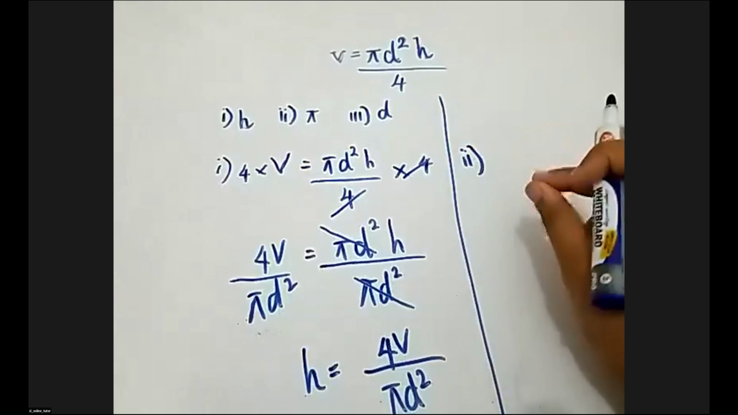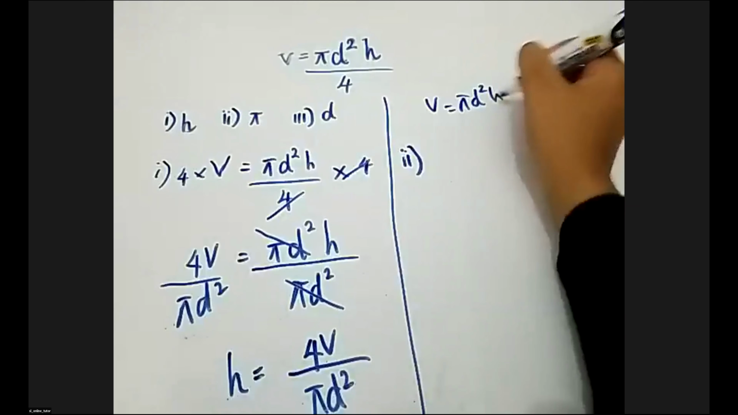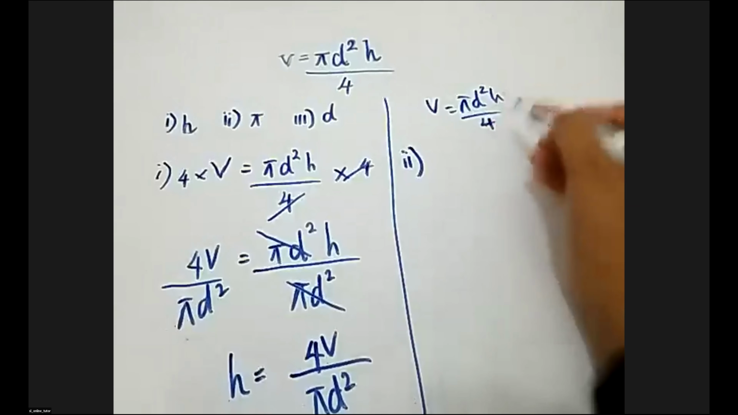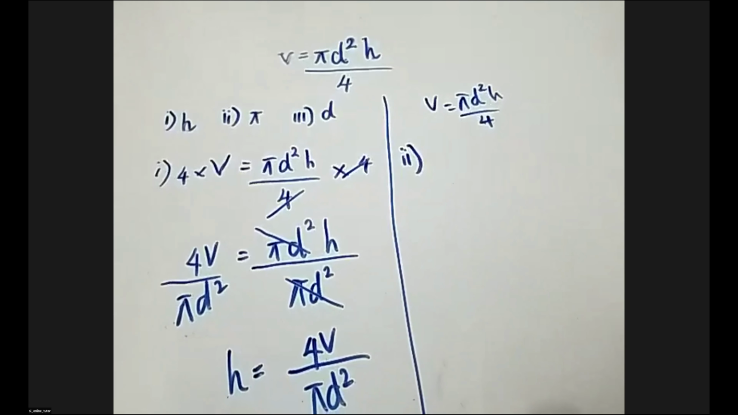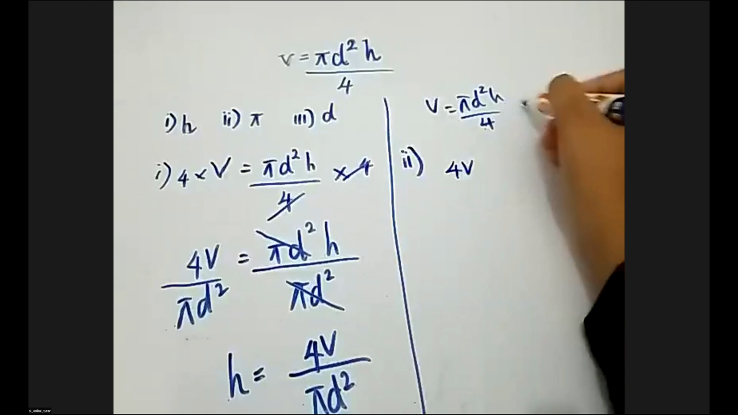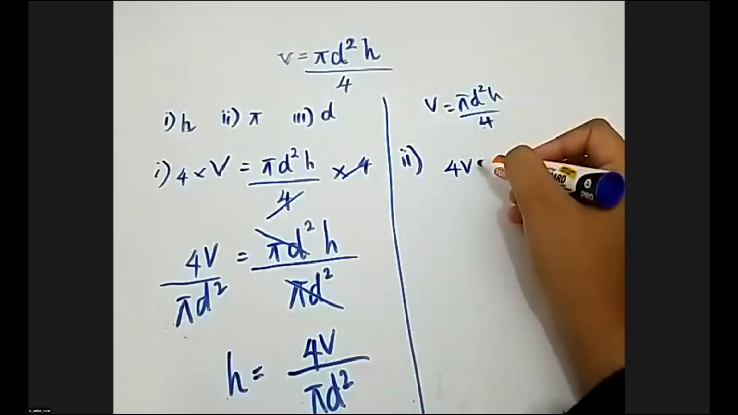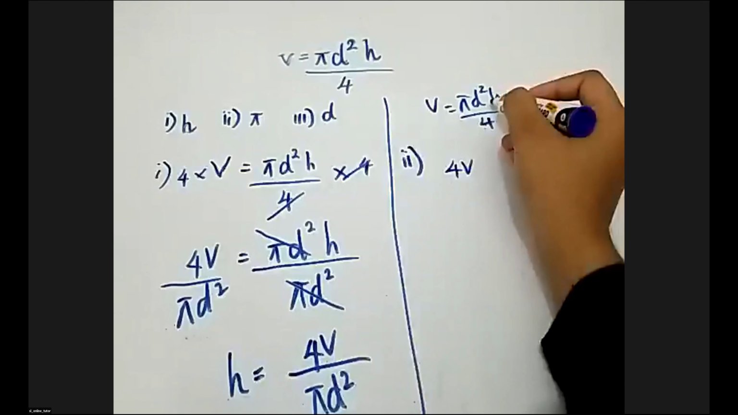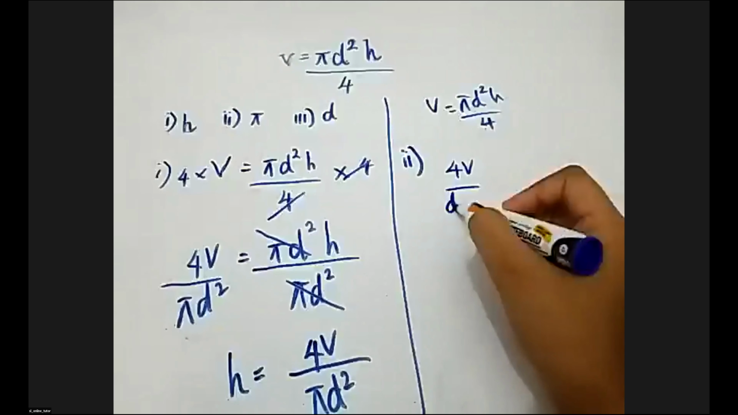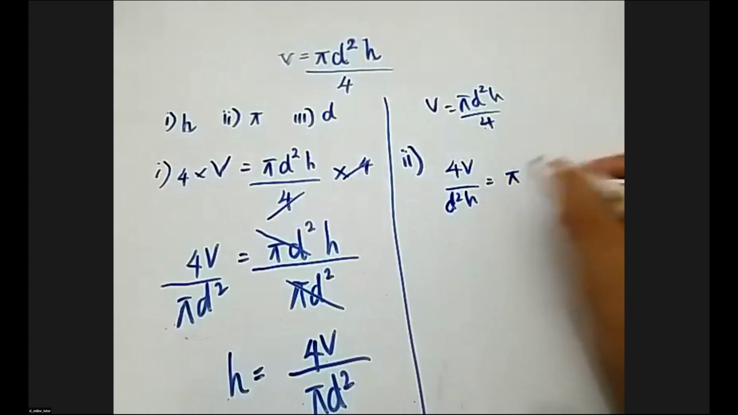V equals pi d squared h over 4. Now, what should I remove? 4. I'm going to do this in one line. Is the board clear? Yes. 4 into V, 4V. Multiplying both sides by 4. I took it in one line. I don't want d squared and h. This is through a multiplication. So I have to divide over d squared h. This is the answer in one line.